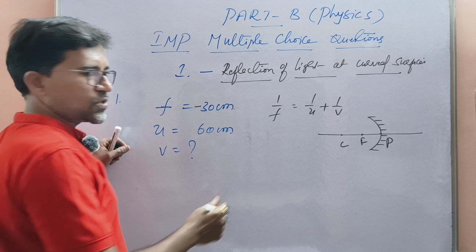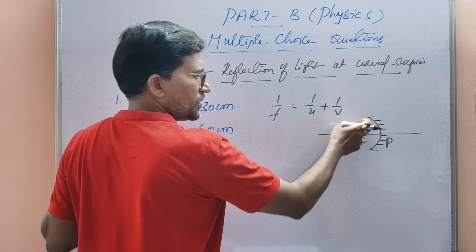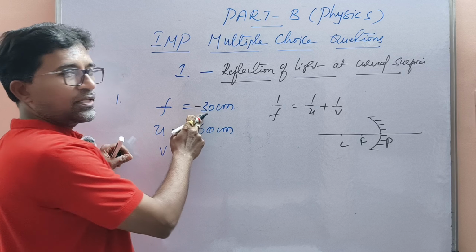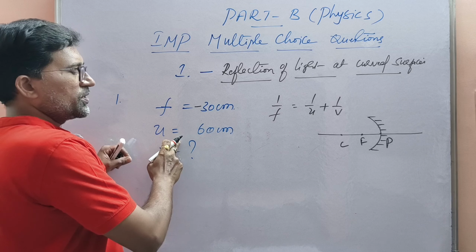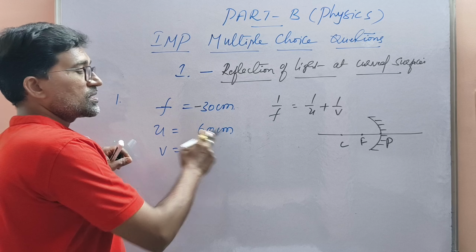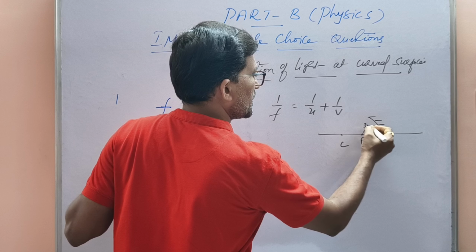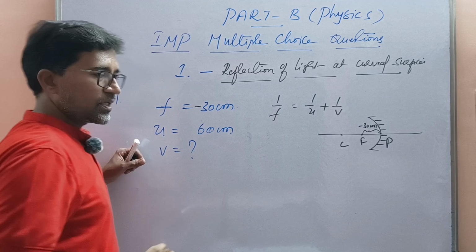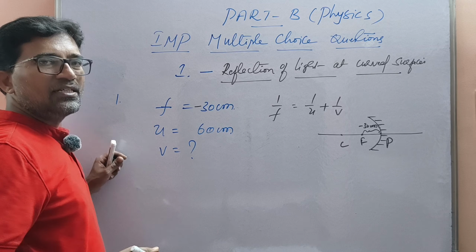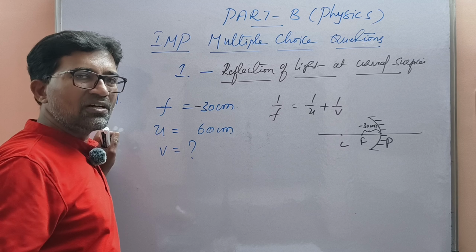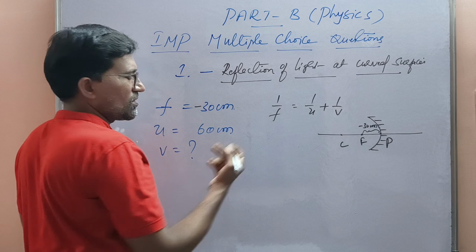We measure the focal length from the pole to the focus, in the direction opposite to the incident ray. Hence the focal length is negative, that is minus 30. And the object distance given is 60 centimeter. Now the focal length is from here to here, 30 centimeter with a minus value. And if I double the focal length, what do you get? That is the radius of curvature, the center of curvature value.